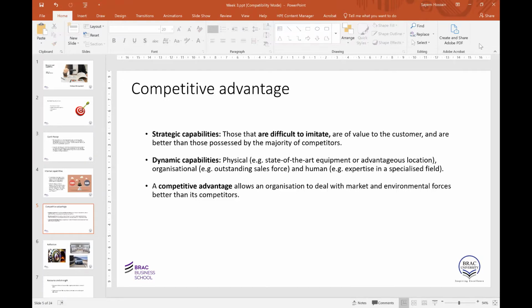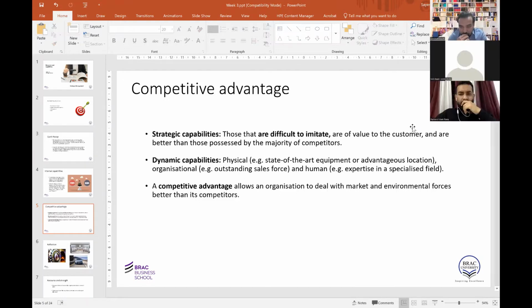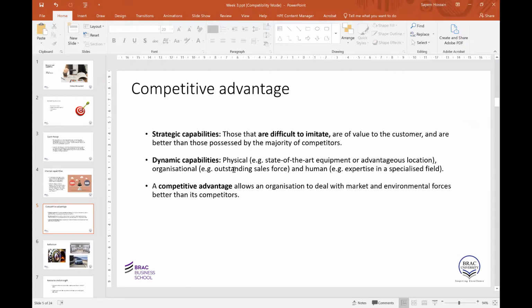Can someone tell me the meaning of the word imitate? Duplicate. Yes, that's right. Copy. Thank you. So, difficult to imitate qualities, and these are also of value to the customers, and are better than those possessed by the majority of the competitors, all right? So what you have that are difficult to imitate and better than the majority of your competitors. So we'll get to some examples.